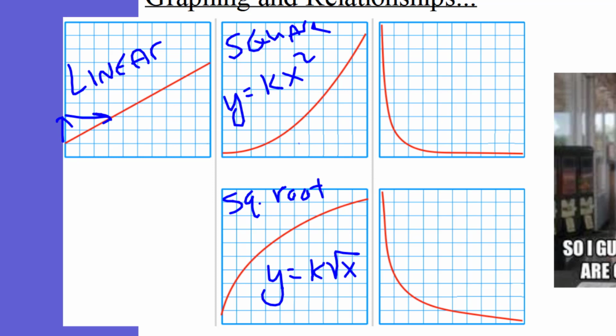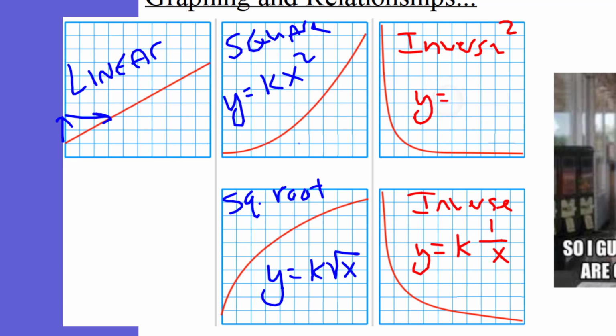Hopefully you can see these two graphs on the right hand side, they look very similar, don't they? They both look like inverse graphs. This one right here is in fact an inverse graph, which means we would have y equals k times 1 over x. We would take the inverse of all of our x data. This one right here is an inverse squared relationship, which means y equals k times 1 over x squared. We're going to see those relationships as well.